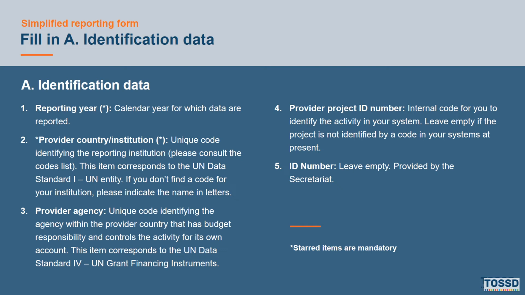In the provider agency field, you should include a unique code identifying the agency within the provider country that has a budget, responsibility, and controls the activity for its own account. This item corresponds to the UN Data Standards 4, UN Grant Financing Instruments.